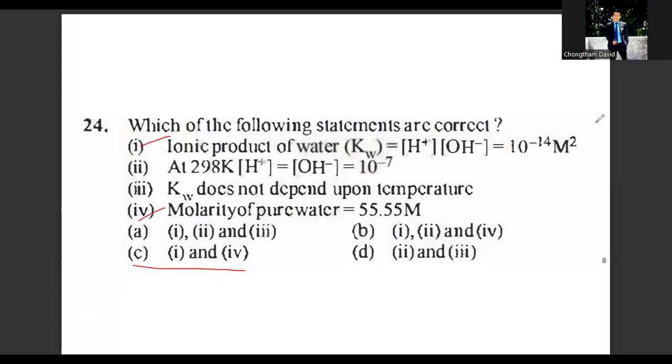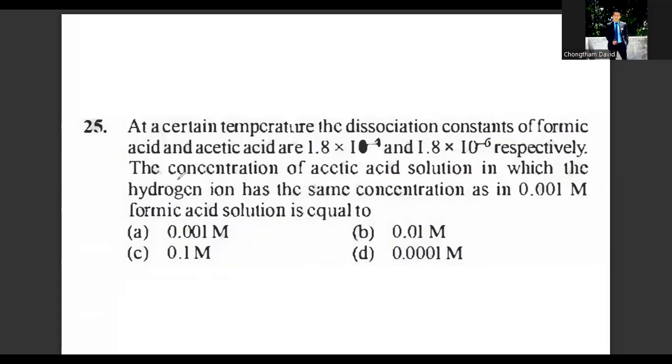25. At a certain temperature, the dissociation constants of formic acid and acetic acid are 1.8 × 10 to the power minus 4 and 1.8 × 10 to the power minus 6 respectively. The concentration of acetic acid solution in which the hydrogen ion has the same concentration as in 0.001 molar formic acid solution is equal to. So this question is based on Ostwald's dilution law.